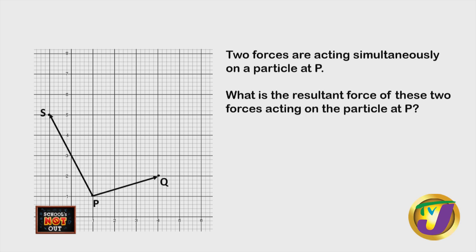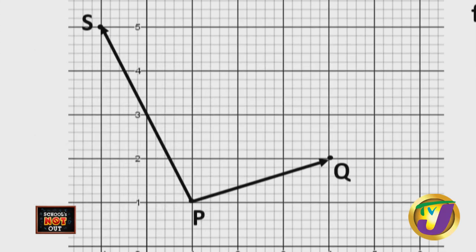Before I go any further, Latoya, I'm looking at this and I'm seeing where these two forces are basically pulling P in two different directions at the same time. One vector is pulling P towards Q, and another vector is pulling P towards S. So they are basically pulling P in two different directions at the same time. That's what I'm seeing here.